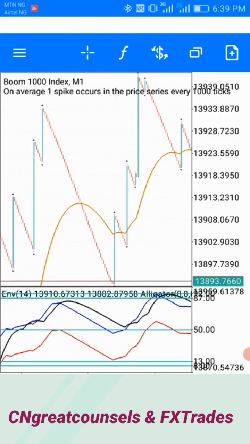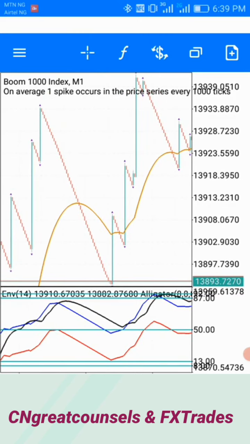This is our chart position. Look at it. This is our chart position. Trace it down. Have you seen it?